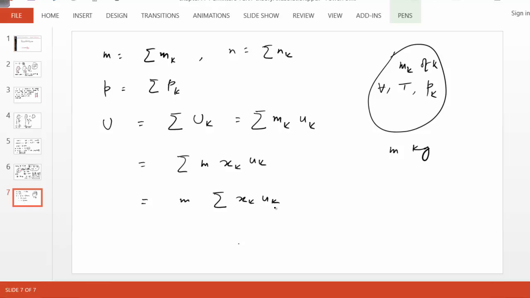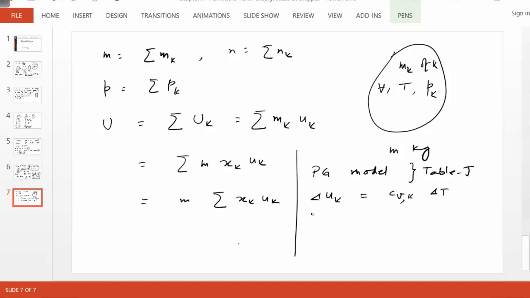So for the PG mixture model, if you use the perfect gas formula, recall that for the PG model, for a species, delta Uk will be what? Cv of component k times the temperature difference, delta T. So this is the same formula as delta U equals Cv times delta T from your PG model. Go to table J to brush up, or chapter 3, where the PG model is discussed. So this we already know for a pure component.